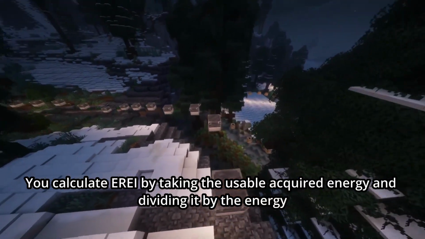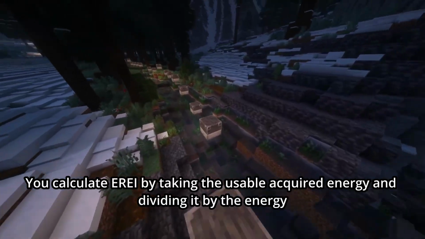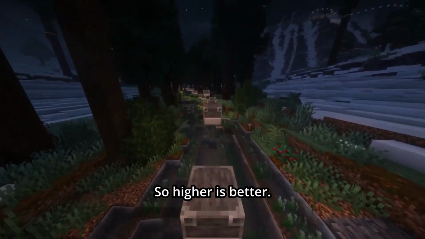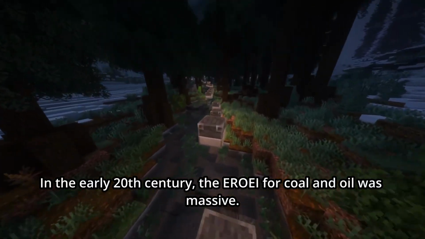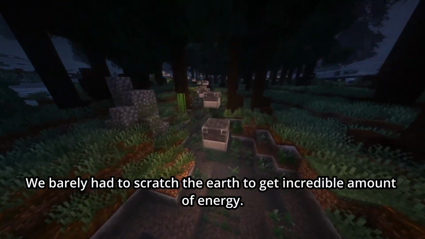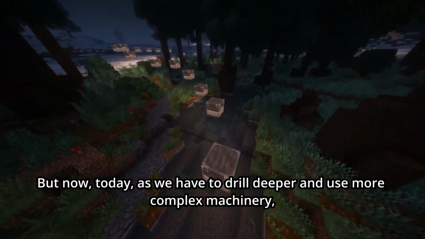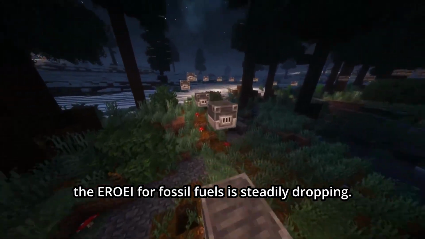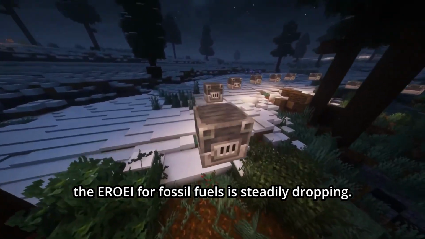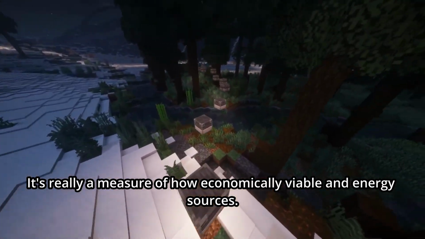Wow. You calculate EROEI by taking the usable acquired energy and dividing it by the energy expended to acquire it. So higher is better. Much better. In the early 20th century, the EROEI for coal and oil was massive. We barely had to scratch the earth to get incredible amounts of energy. But today, as we have to drill deeper and use more complex machinery, the EROEI for fossil fuels is steadily dropping. It's really a measure of how economically viable an energy source is.